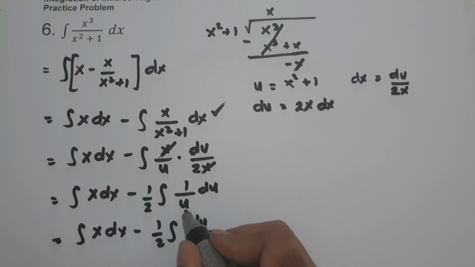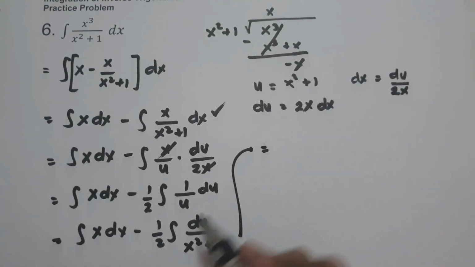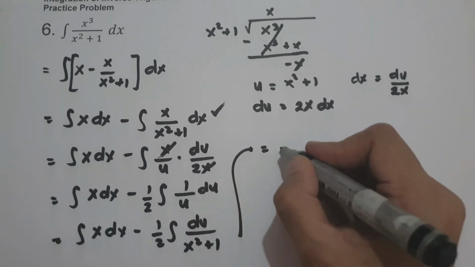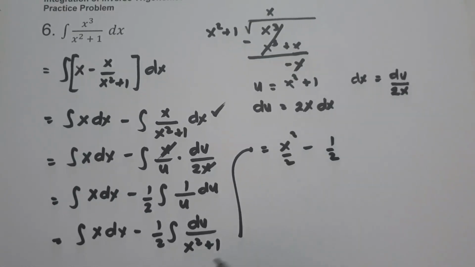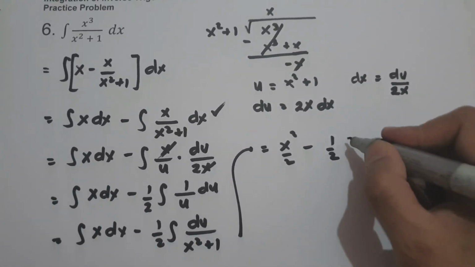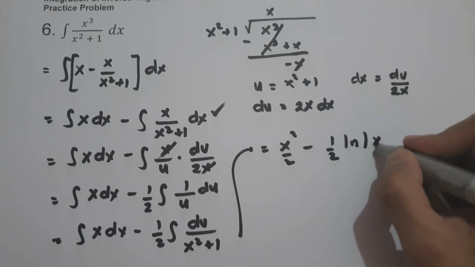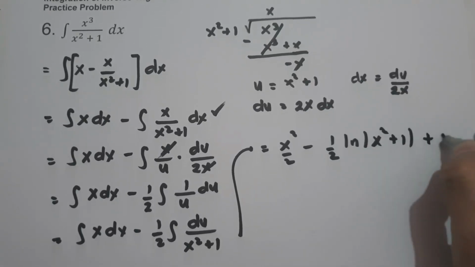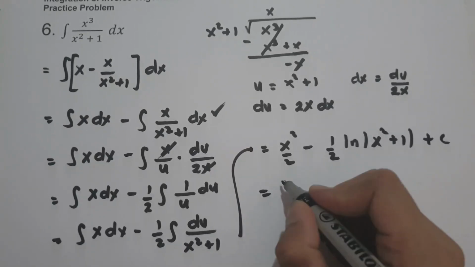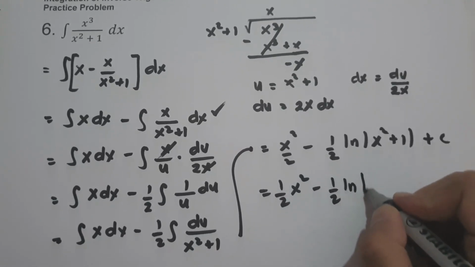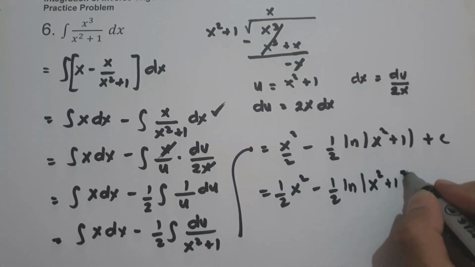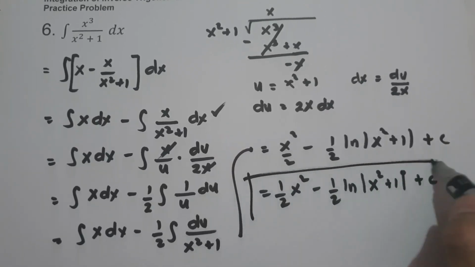This time, let us substitute the value of u, that is x squared plus 1. So let us have the antiderivative of x dx, that is x squared over 2, minus 1/2 times the antiderivative of 1 over u du, that is ln absolute value of x squared plus 1 plus c. So our answer can be written as 1/2 x squared minus 1/2 ln absolute value of x squared plus 1 plus c. And this will be our answer.